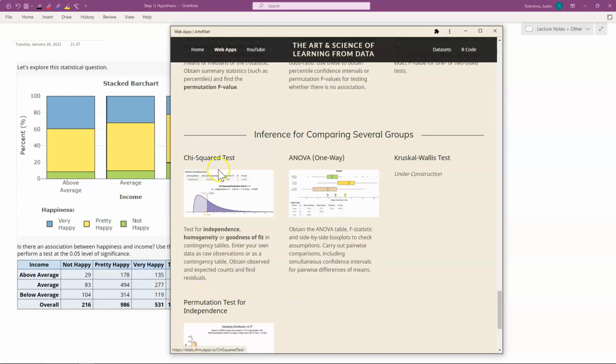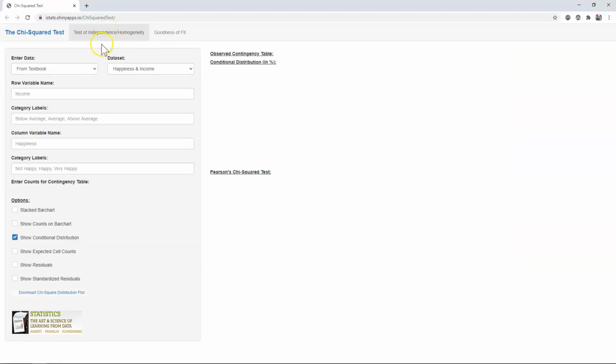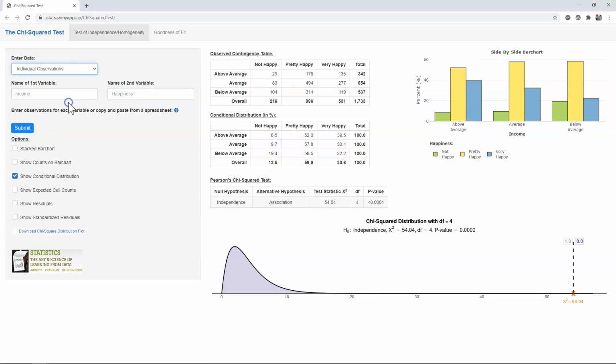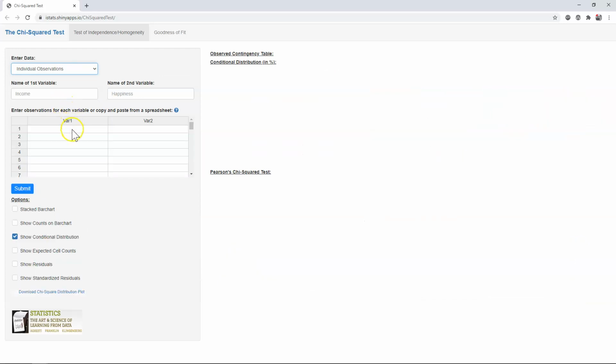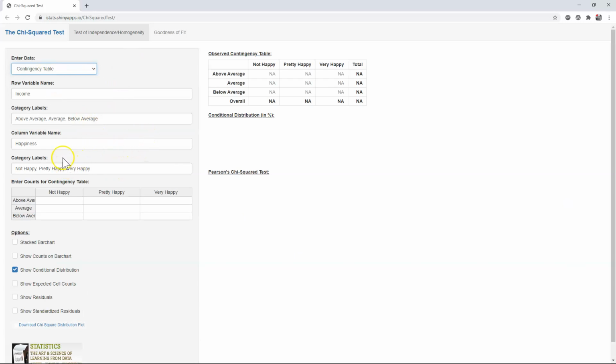On Art of Stat, you're going to find it under the chi-squared test at the bottom. Clicking on that, it'll bring up our chi-squared test for independence calculator. It's the first one on here. There's a couple options that we can use. If we have the actual observations, like the list of what income category they are and what they said for the happiness, then we can type them in here. But again, we don't have that. We actually just have the contingency table. So this is what we're going to put in here.